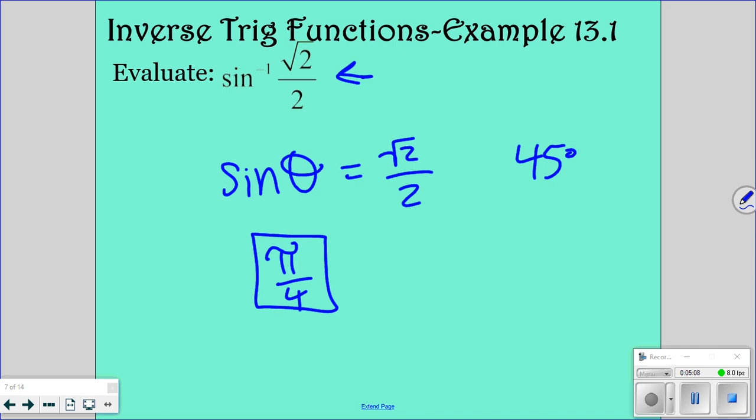Now, yes, there is another place where sine does equal square root of 2 over 2, but that's not in the first or fourth quadrant. That's going to be in the second quadrant. So we would only want to use this first quadrant answer.